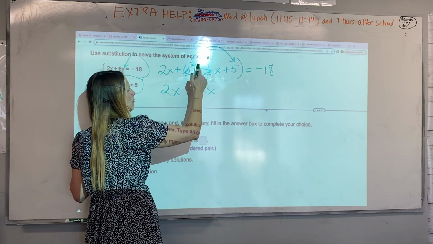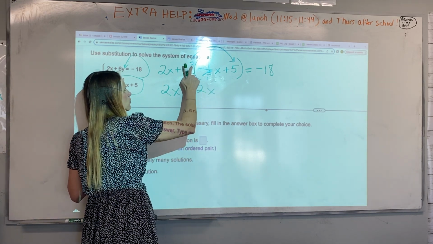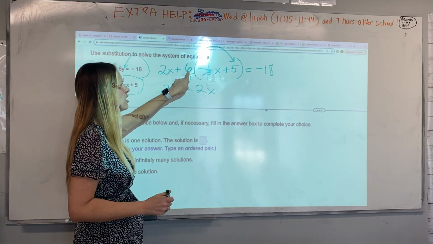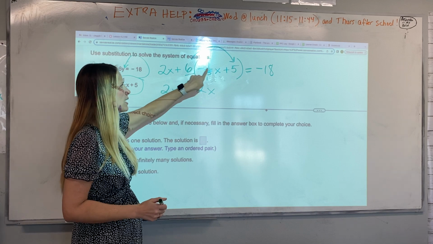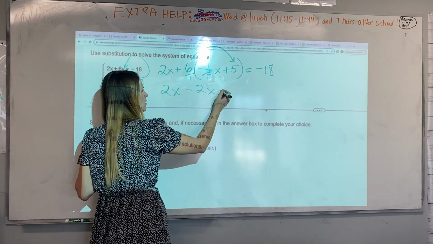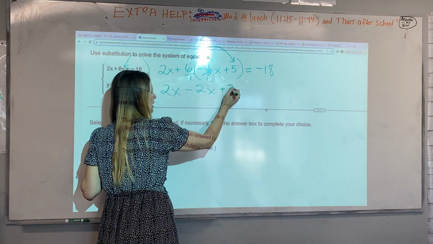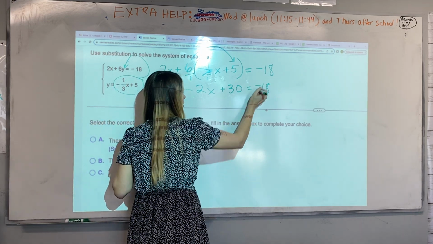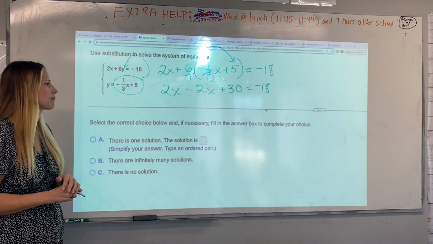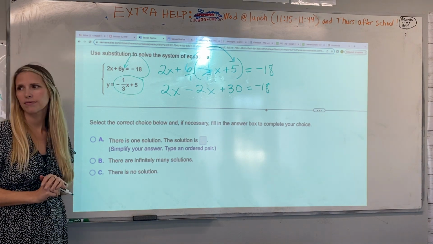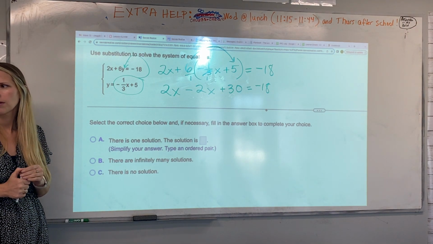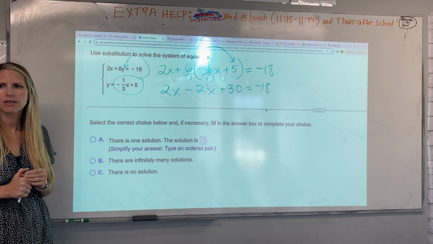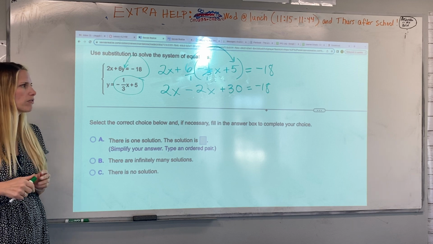Now I'm going to uncross out my 6 here. I only crossed out the 6 because I had to cancel my fraction, but now I'm going to do my original 6 times 5, which is 30. Is anybody paying attention? 30 equals negative 18. What's next? Take off the 2x. What do you mean take off the 2x? Get rid of it.